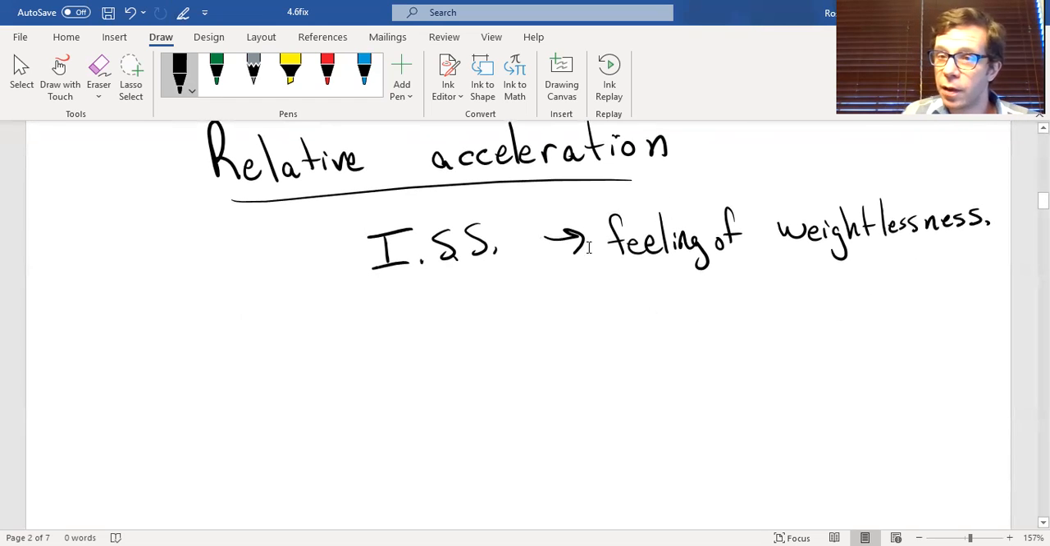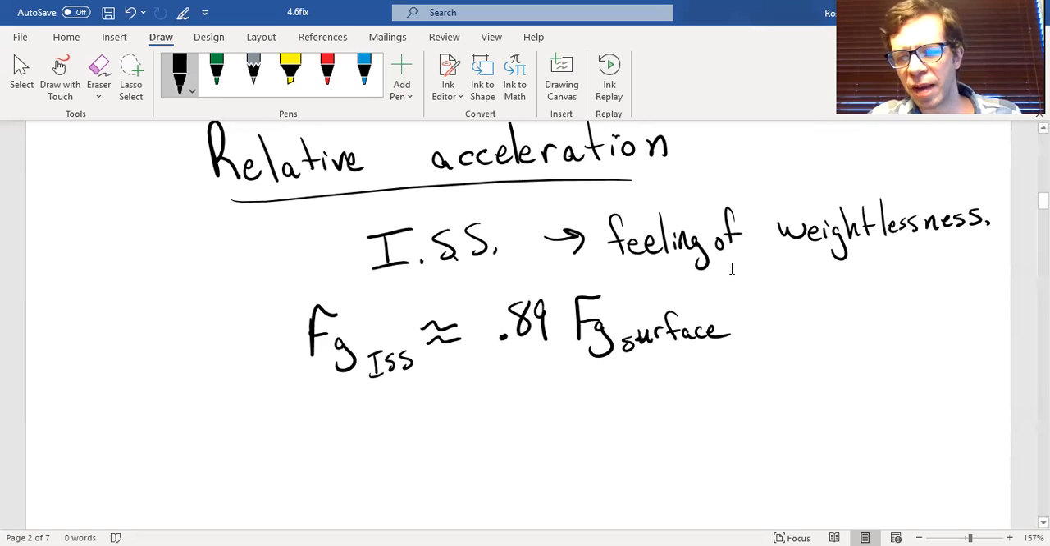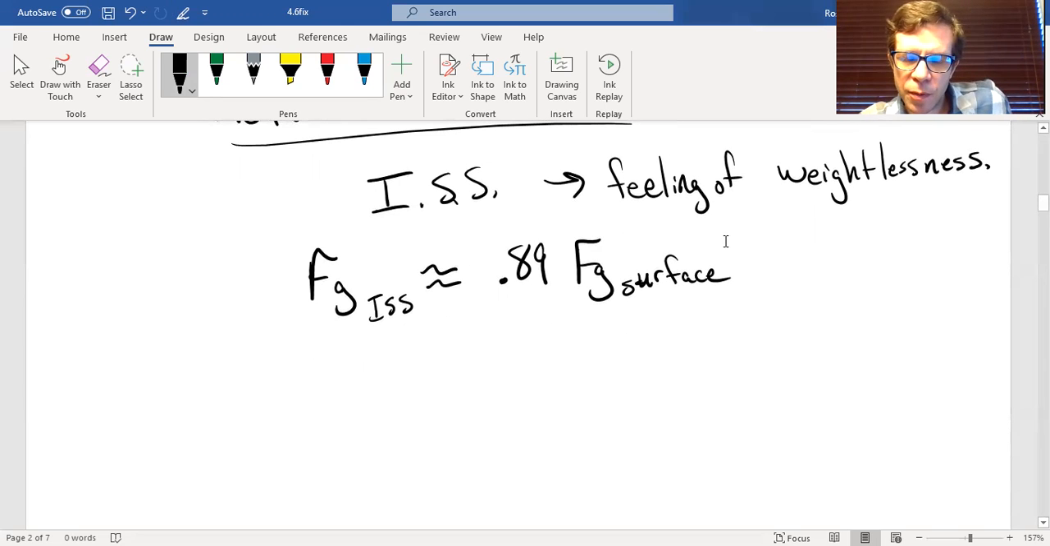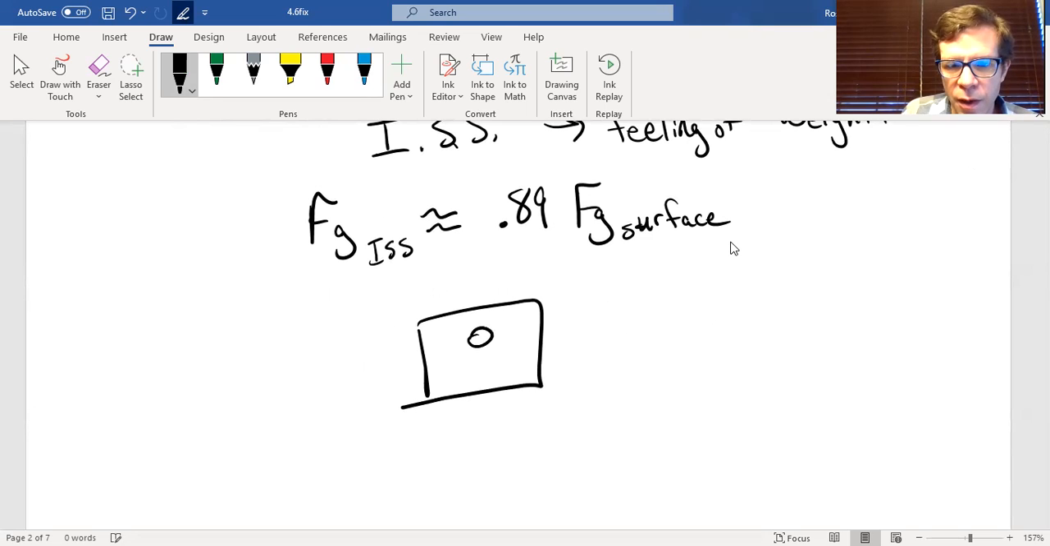Well, it turns out you are not weightless on the International Space Station. Gravity at the International Space Station is only about 10% reduced. It's something like 0.89 times the force of gravity on the surface. It might be a little less than that. It might be 0.8, 0.87. My rule of thumb there was it's about 10% is about all that I remember on that. I'd have to calculate. But if you are a person in the International Space Station, what's happening?